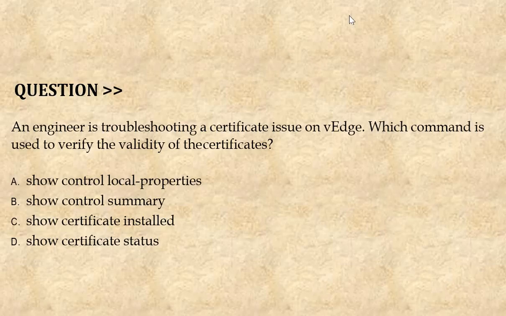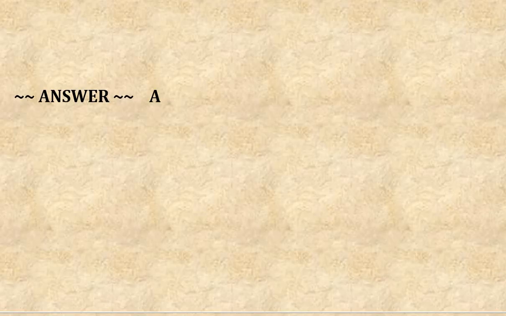Our next question is, an engineer is troubleshooting a certificate issue on vEdge. Which command is used to verify the validity of the certificates? Option A, show control local-properties. Option B, show control summary. Option C, show certificate installed. Option D, show certificate status. The correct answer is option A.